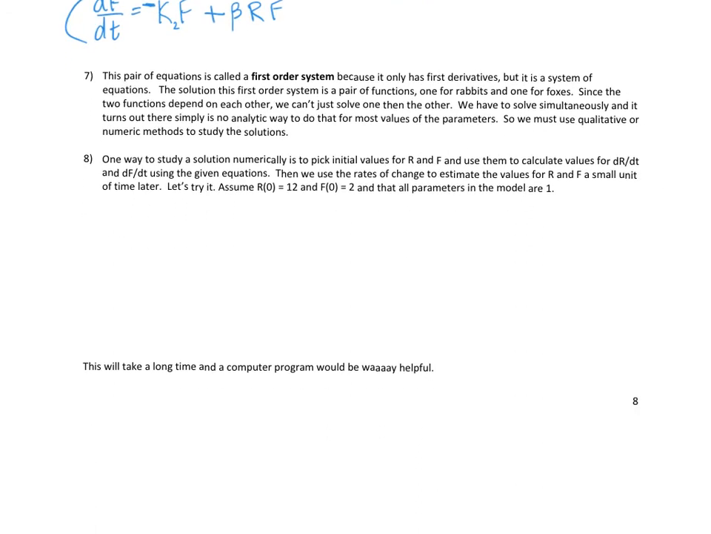So my model says dR/dt is k times R, but I'm going to take k to be 1, minus alpha RF, and alpha is going to be 1. And dF/dt is negative F plus RF. And I'm going to calculate dR/dt and dF/dt when R is 12 and F is 2. Okay, so at R equals 12, F equals 2. Calculating both of these.